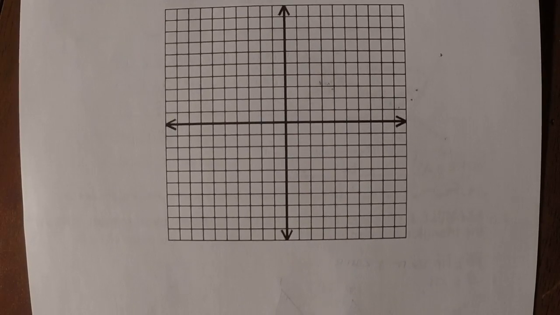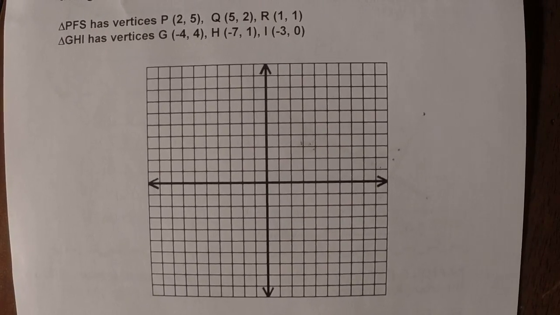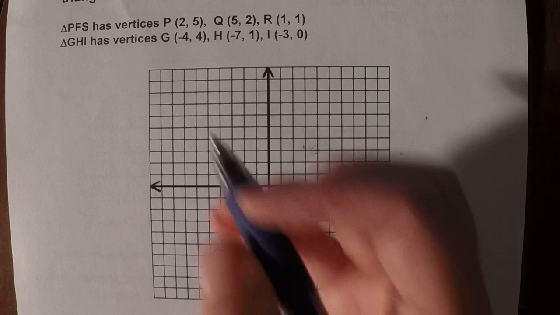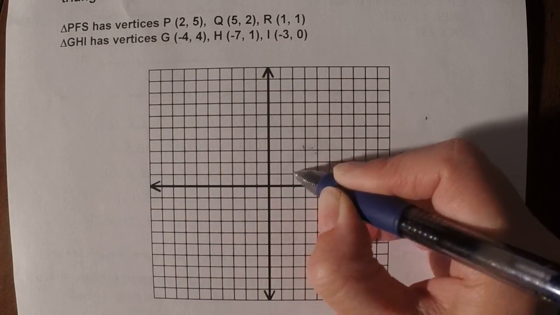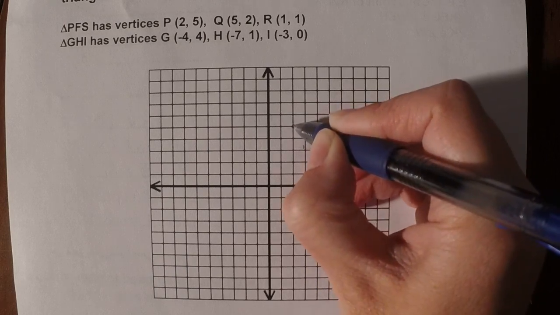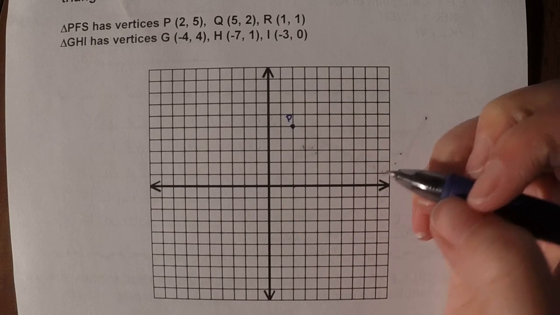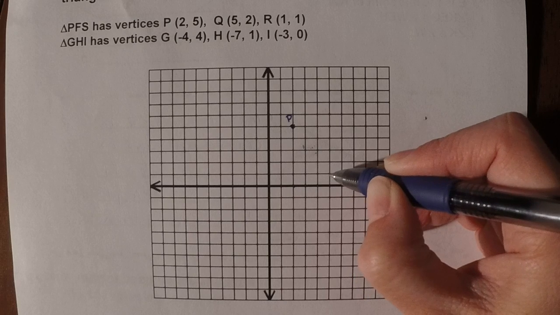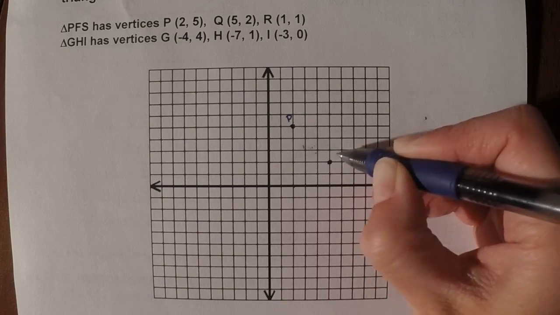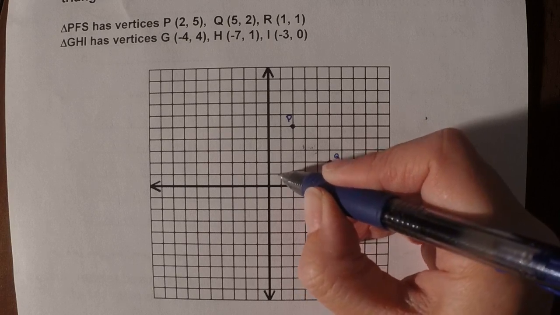So we need to plot these points. P is at (2, 5). So we go 1, 2, 1, 2, 3, 4, 5. And that is P. Q is at (5, 2). 1, 2, 3, 4, 5, 1, 2. And then R is at (1, 1).